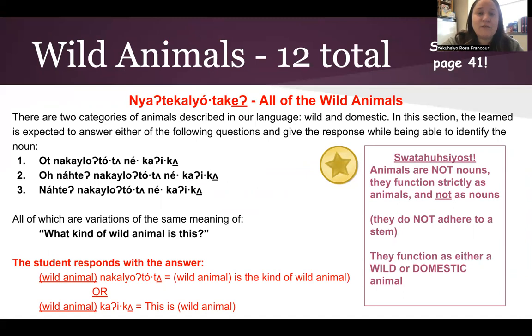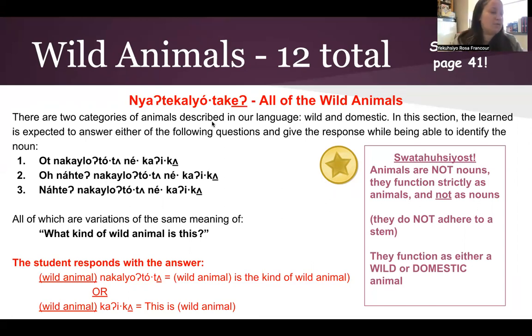All right, so wild animals. There's 12 total. Like I mentioned, the title of the section is called Nyadik Galiyodak. Nyadik Galiyodage means all of the wild animals. You may have heard that word before. Sometimes it's used in the opening or the Ohandu Galiwadekwa, like when they give thanks to the wild animals, they may use Nyadik Galiyodak. There are other words you can use as well to describe wild animals, but sometimes this word is used, so you may be familiar with it.